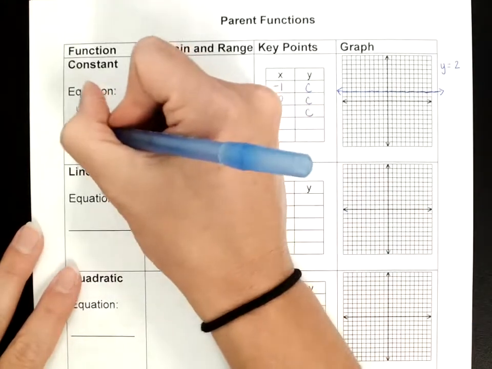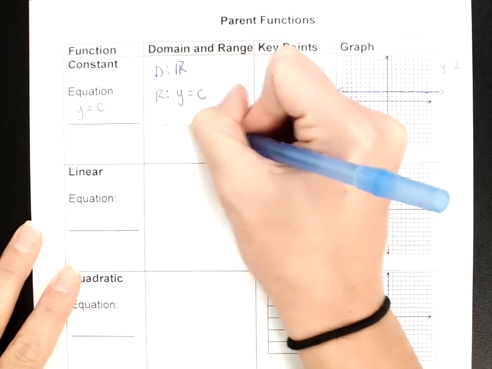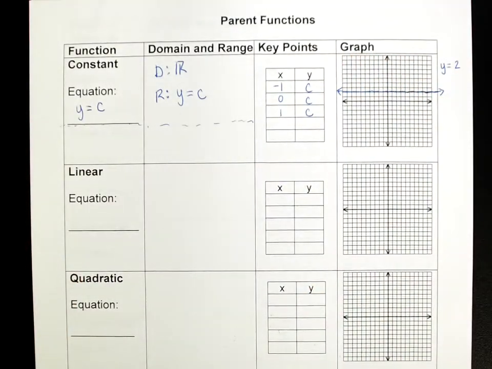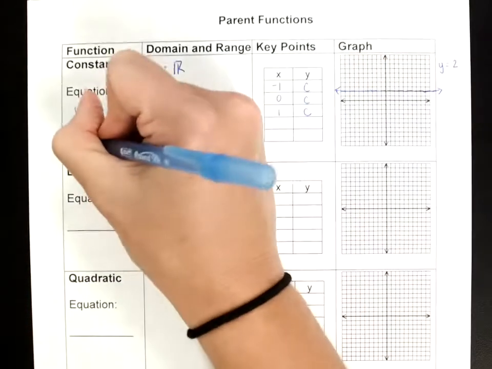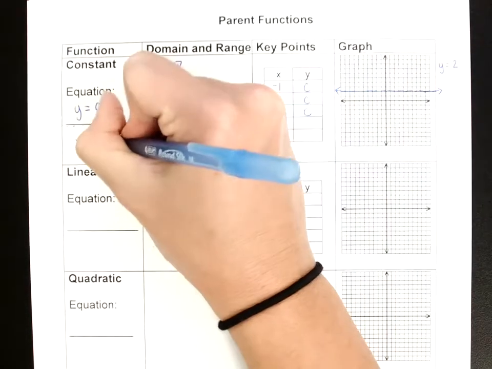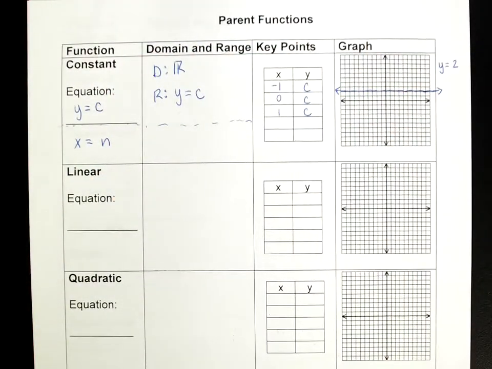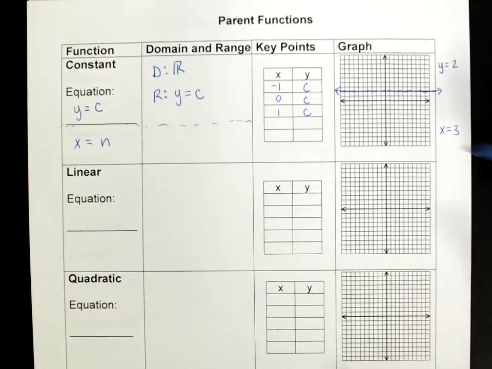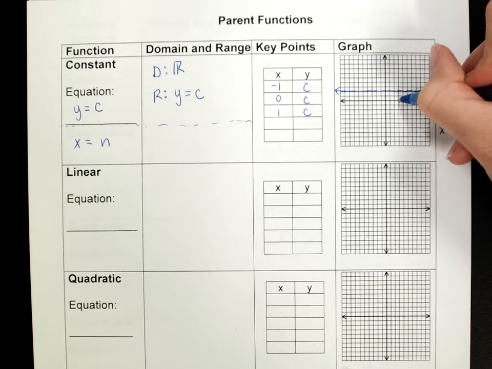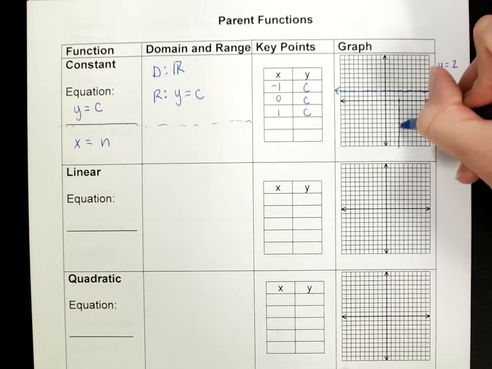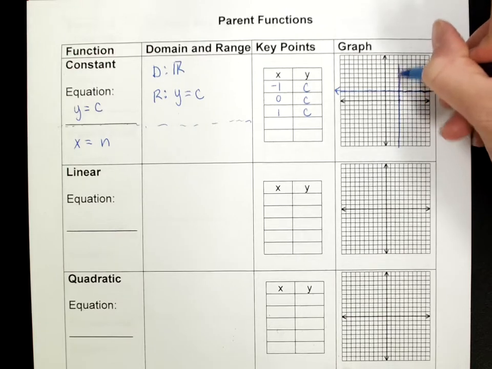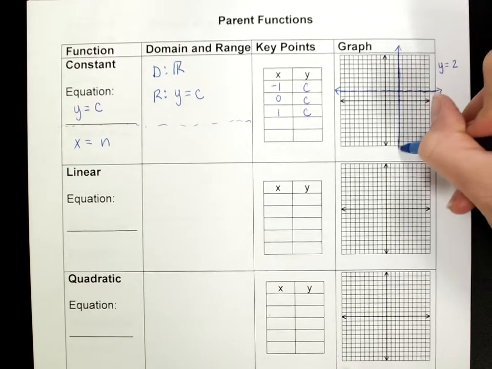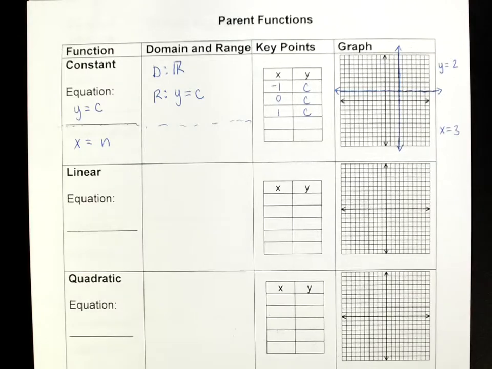Now just a little side note here on functions. This one is a function, but our other constant equation would be an x equals something. Let's say x equals n. An x equation is going to create a vertical line. So for example, I'm going to draw x equals 3. X equals 3 is going to again cross where x equals 3, creating a vertical line. Now this one, like we said, is not actually a function because our x value is only one number.